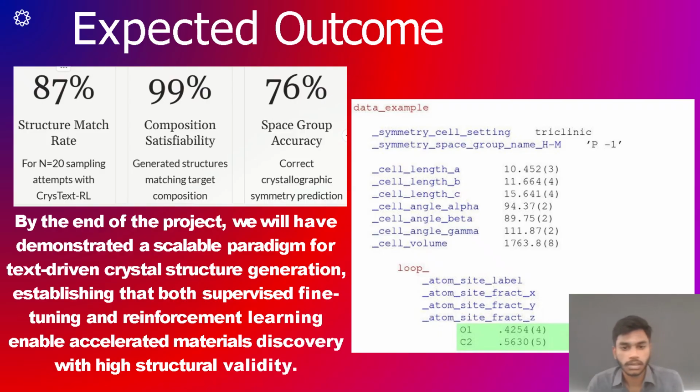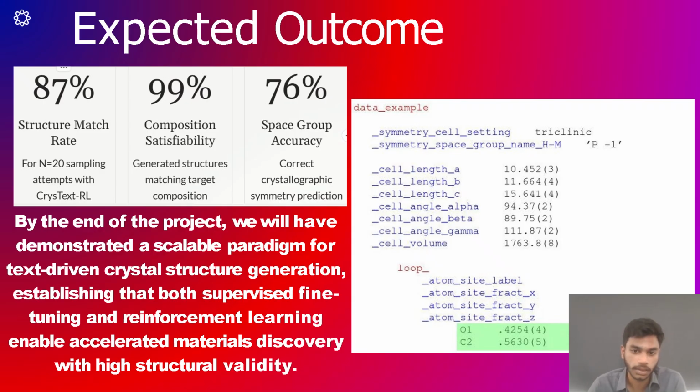Expected output. By the end of this project, we aim to demonstrate that text-driven crystal structure generation is possible and scalable. By combining supervised learning and reinforcement learning, we can achieve high structural accuracy. This approach can significantly speed up materials discovery and open new possibilities in artificial intelligence driven science.